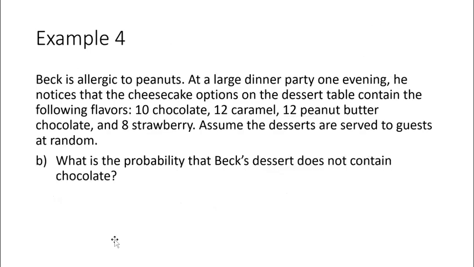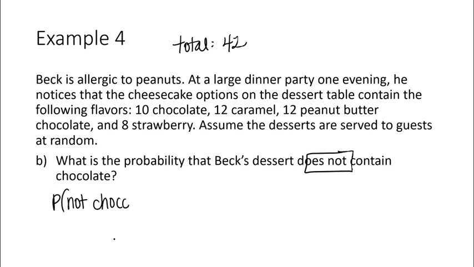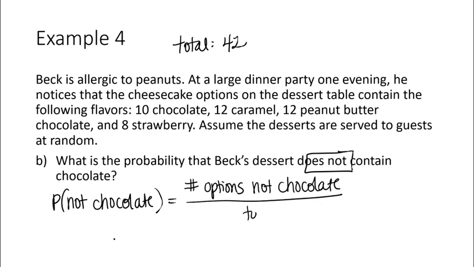Let's try another one. Same scenario, still Beck. We still have our total desserts to be 42. This time we're looking at the probability that Beck's dessert does not contain chocolate. So I'm looking for the probability of not chocolate. That is the number of options that are not chocolate over, again, my total options.